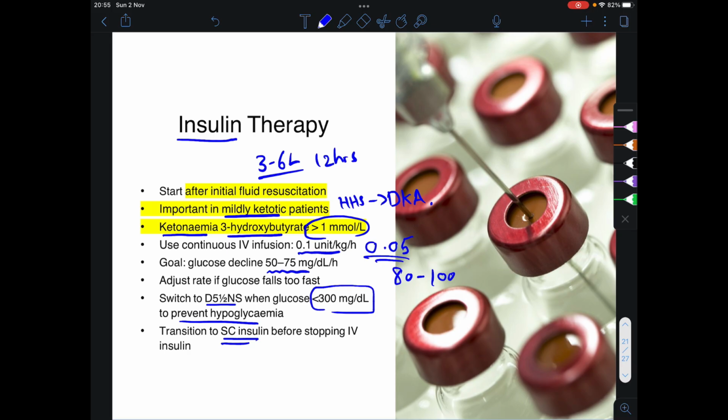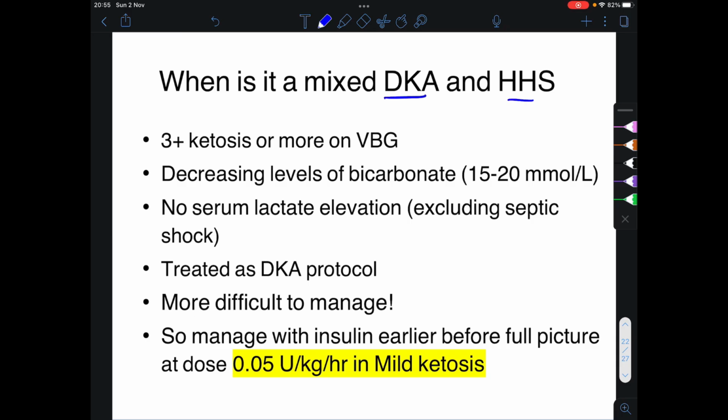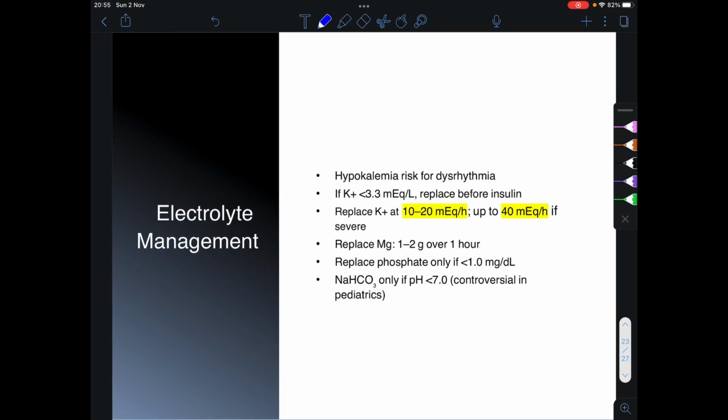As we said, when there is mixed DKA and HHS, you will see that there is more than 3 pluses on ABG or VBG. The levels of bicarbonate start decreasing, and you should always send for lactate to exclude something like a septic shock. In these patients, you treat as DKA and it's more difficult to manage, so we always consider giving insulin with mild ketosis to prevent this exaggeration of the condition.